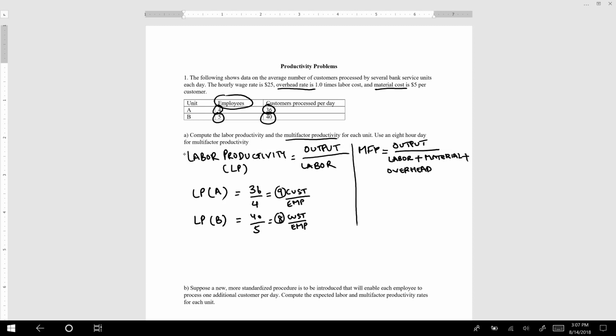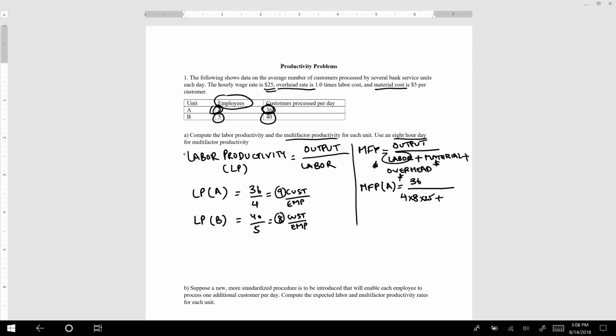So the multi-factor productivity for unit A would be, the output is 36 customers divided by the labor cost. Again, all this we have to express in dollar amounts to add them. So the labor cost would be, we have 4 employees in unit A working 8 hours, and then the hourly rate is 25.